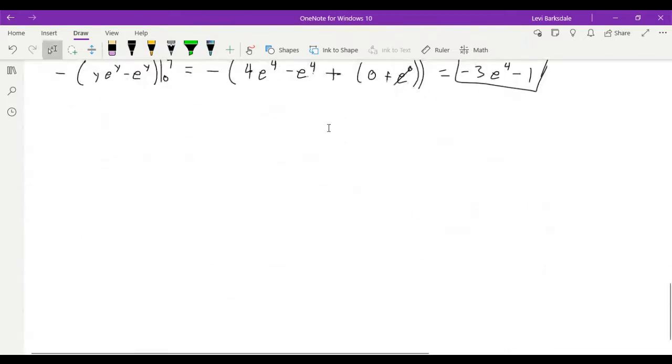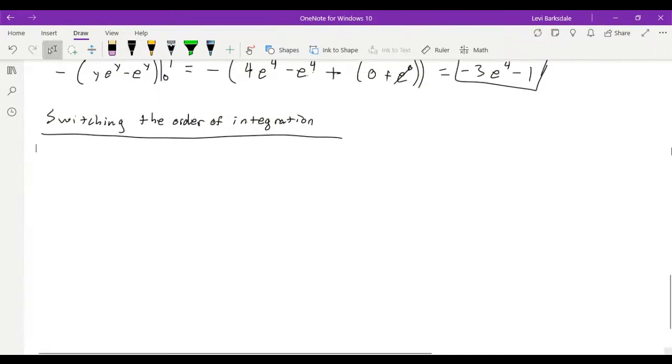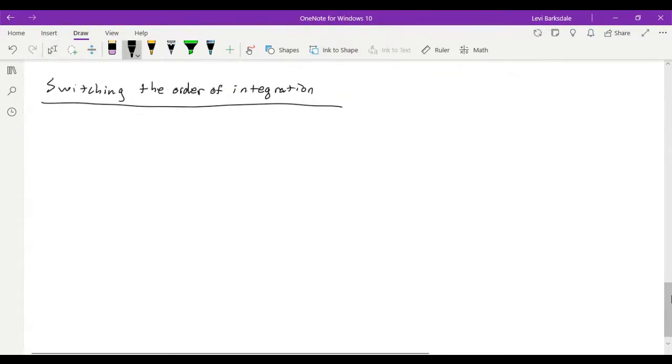All right, now let's talk about something that's pretty important, and that is switching the order of integration. Okay, let's say you had some integral. Let's say it looks like 0 to 4 integral 1 to 2, and we'll just make a really simple function, xy, dy dx. Well, by the way this is set up, you basically have to integrate with respect to y first, since that's your inside variable. But you can actually switch it if you want to integrate with respect to x first.